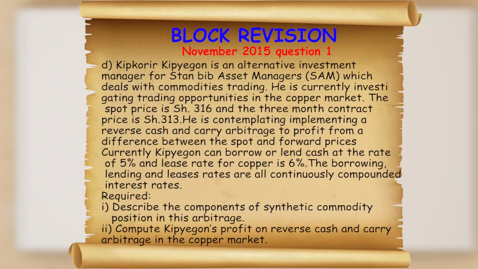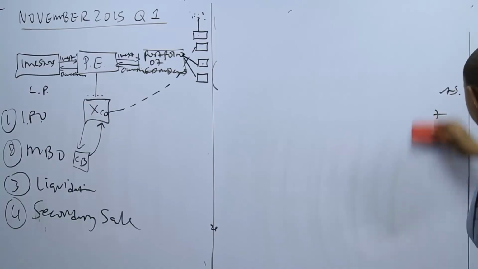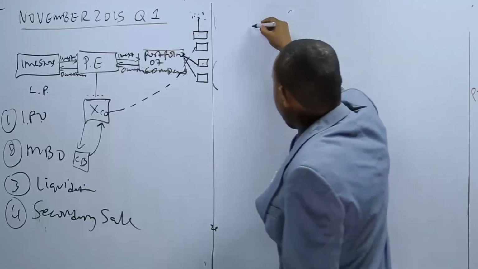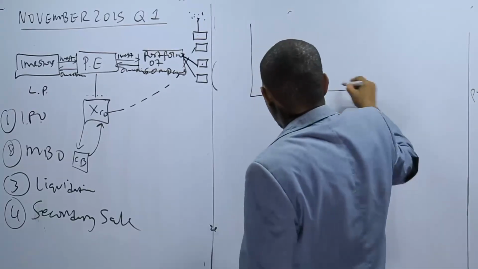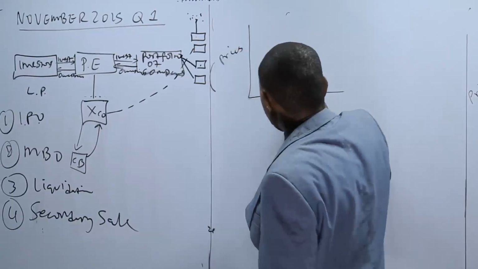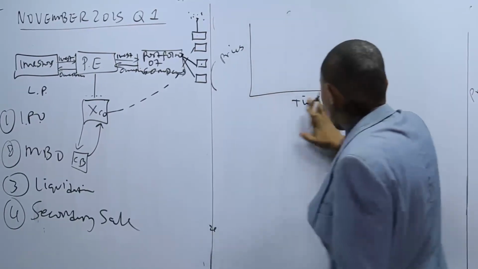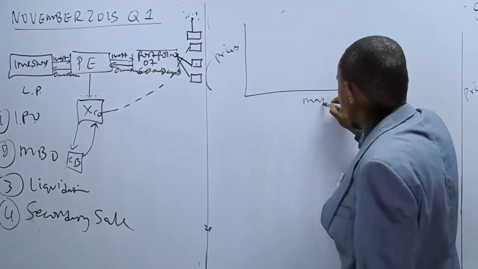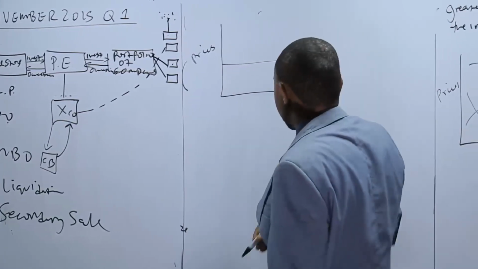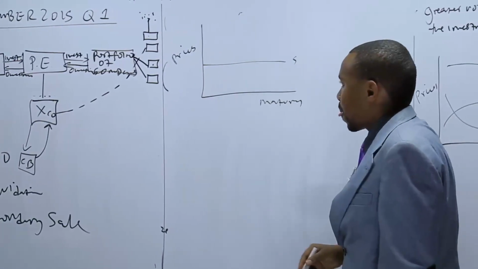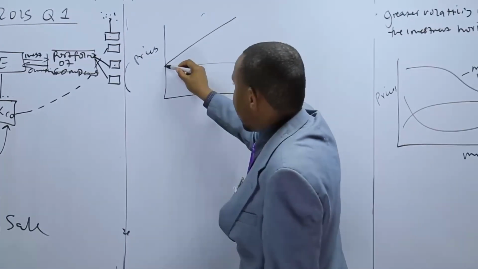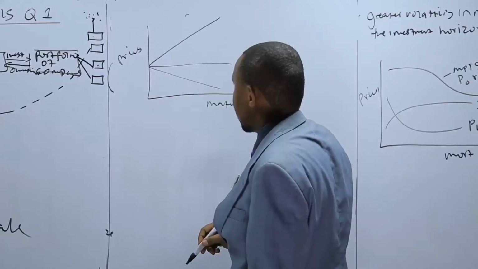Now, in trying to answer that, we need to understand commodities. In commodities, we have prices on this axis, and time or maturity on this axis. We have the spot prices being at that level, and the forward prices being either at that level or at that level.